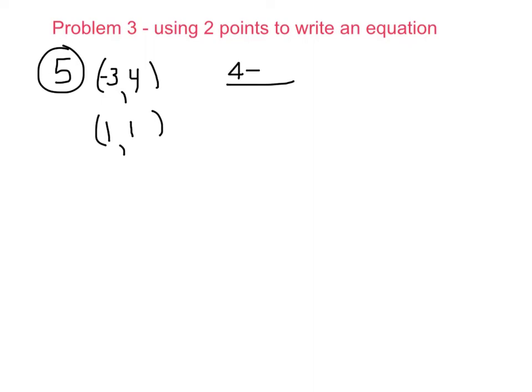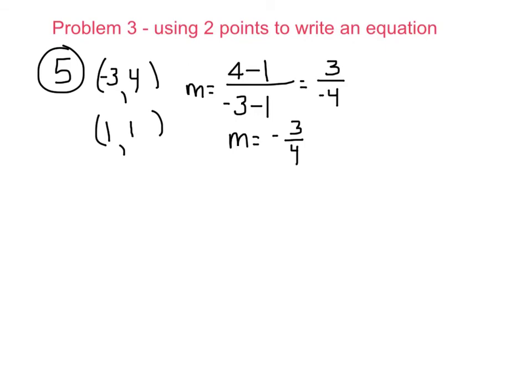Subtract your y's, divided by subtracting your x's. That would give me 4 minus 1, which is 3. And -3 minus 1 is -4, so we get a slope of -3/4. So now, pick a point, either one.